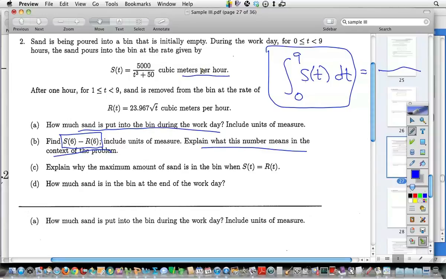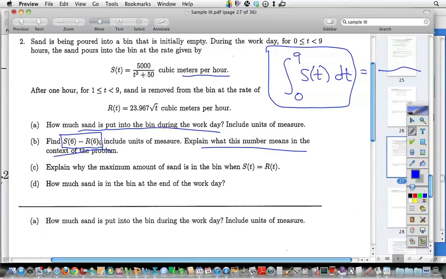Now, it could be increasing, right? It depends which one's bigger, right? It depends if it's coming in faster than it's going out, or vice versa. So I would just say changing. So this would be the net rate that the amount of sand is changing.